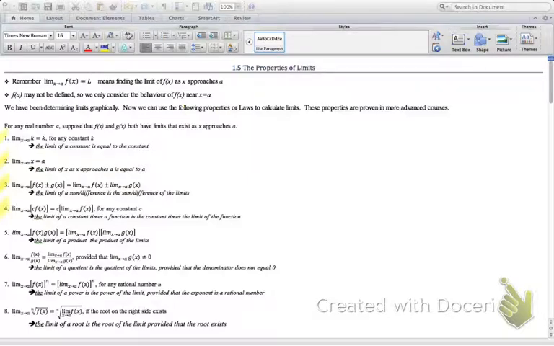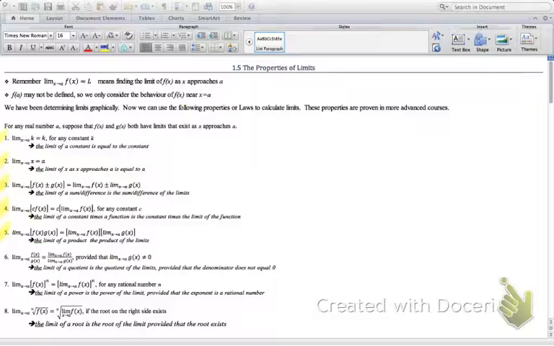Number 4, the limit of c times f(x) as x approaches a is equal to c times the limit of f(x) for any constant c. So c is just a number. So the limit of a constant times a function is the constant times the limit of the function.